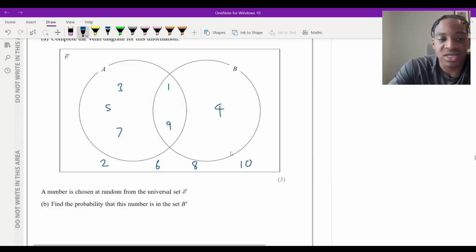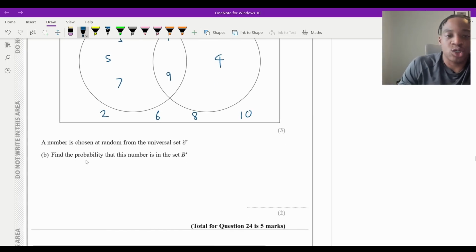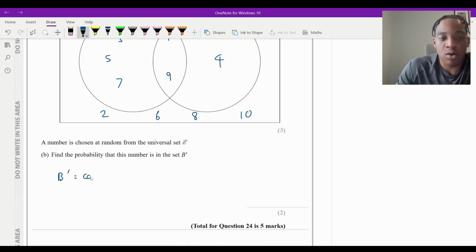Now, part B says a number is chosen at random from the universal set. Find the probability that this number is in the set B dash. Now, this is set notation. You need to be familiar with this. B dash just means the complement of B, right? In other words, not B. So what numbers are not in the set B? That is what we're dealing with here.